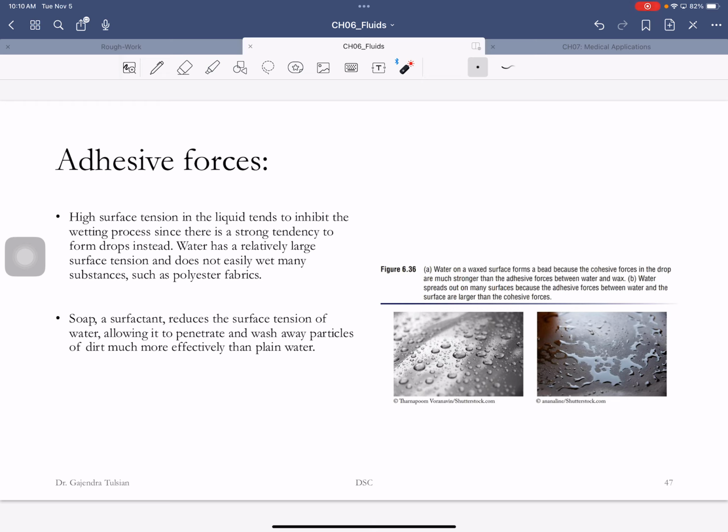Soap, a surfactant, reduces the surface tension of water. It reduces the attractive force between water molecules by coming in between them, allowing water to penetrate and wash away particles of dirt more effectively than plain water.